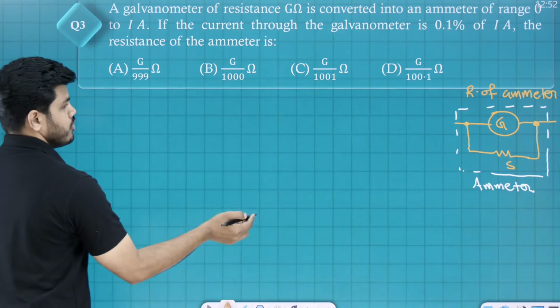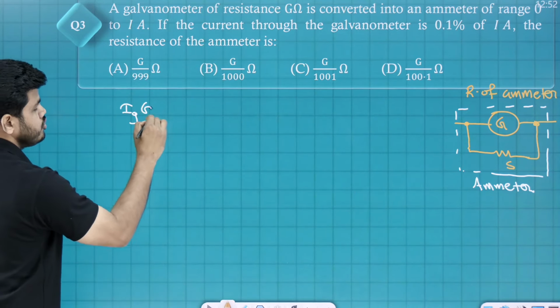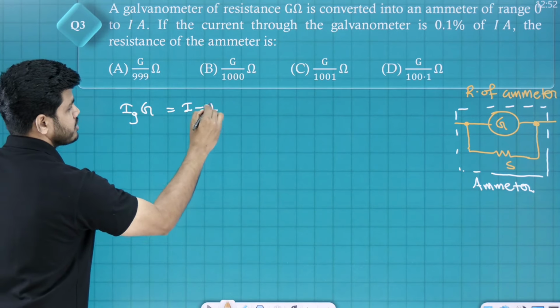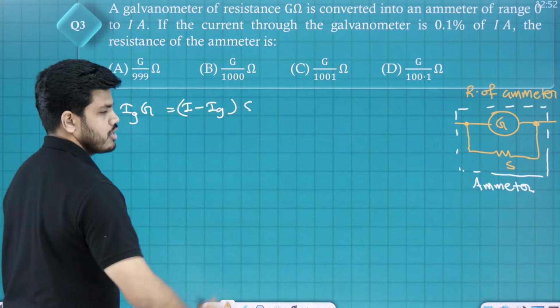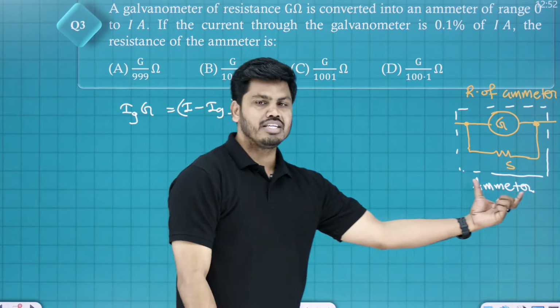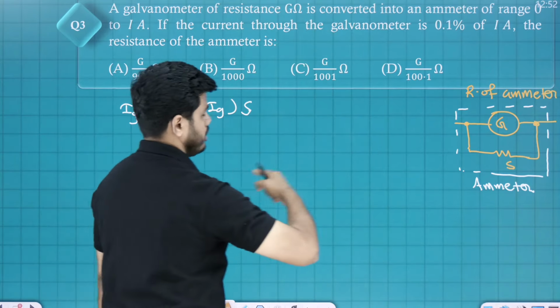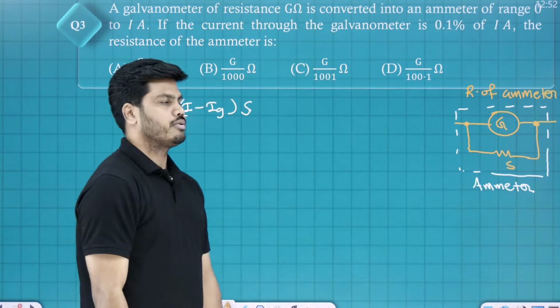Yes, and we know the conversion of galvanometer into ammeter. We have Ig into G is equal to I minus Ig into S, right? This is how we did it. All right, so we have to find out S in terms of G, shunt in terms of G, galvanometer resistance.